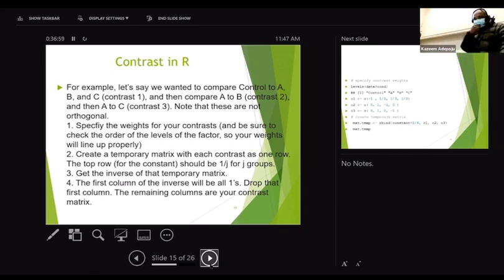Specify the weight for your contrast and be sure to check the order of the levels of the factors so your weight will line up properly. Create a temporary matrix with each contrast as 1 row. The top row for the constant should be 1 over j for the j row. Get the inverse of the temporary matrix. Then the first column of the inverse will be.